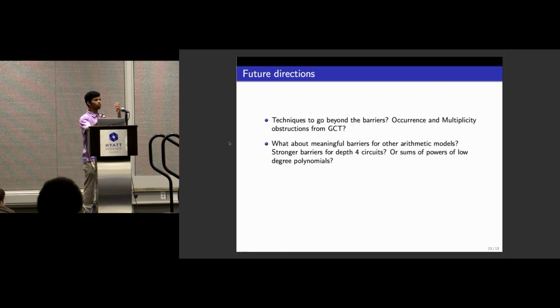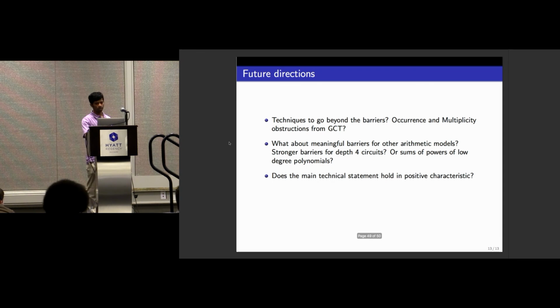If you try to lift from one arithmetic model to another one, you would be able to just run this technique. You will find some barrier. The question is how meaningful it is. And in some cases, it's not. For example, for depth three circuits, it's not meaningful enough yet. For this notion where you take sums of powers of low degree polynomials, we still don't get good enough barriers yet. Although we should expect them, because we should still expect that rank methods should not solve VP versus VNP. And the question is how to get there, how to prove those barriers.